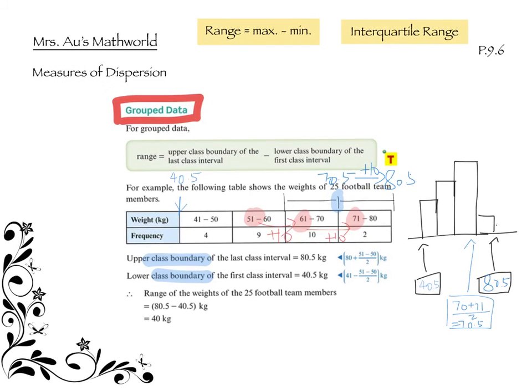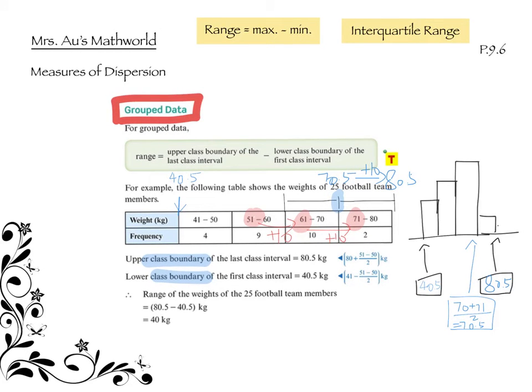So you can see for the range, it will become 80.5 minus 40.5, because we are using the graph method to help us find it, using the histogram. Remember, it's not a bar chart, the bars are sticking together. So the range means the length here. The range means this.